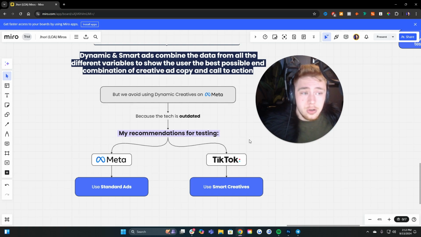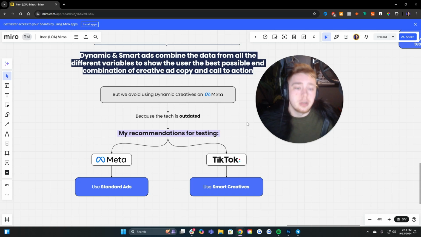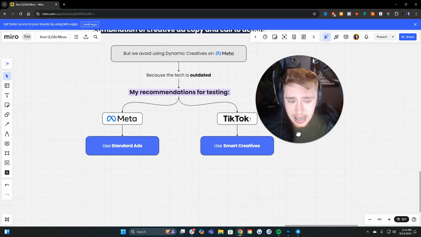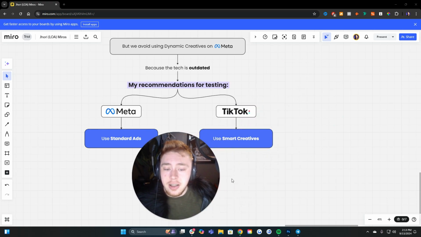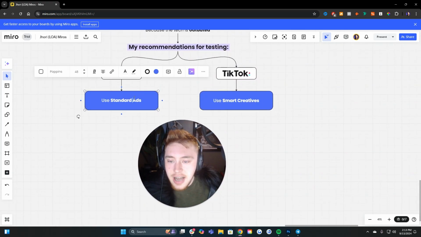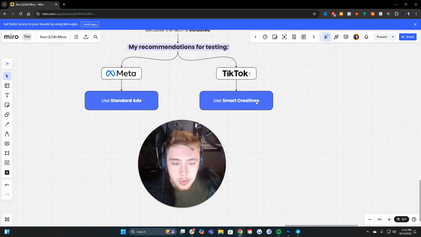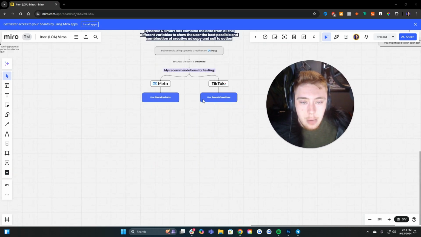It can still be used for ad copy testing, and I do use it occasionally for that, but for creative testing generally across the board, standard ads are the best. I used to recommend dynamic creative a couple years ago. I don't anymore because they refuse to update it. And so, when it comes to splitting on the different platforms, standard ads for Meta, and then TikTok using smart creatives. And we'll talk about that here.